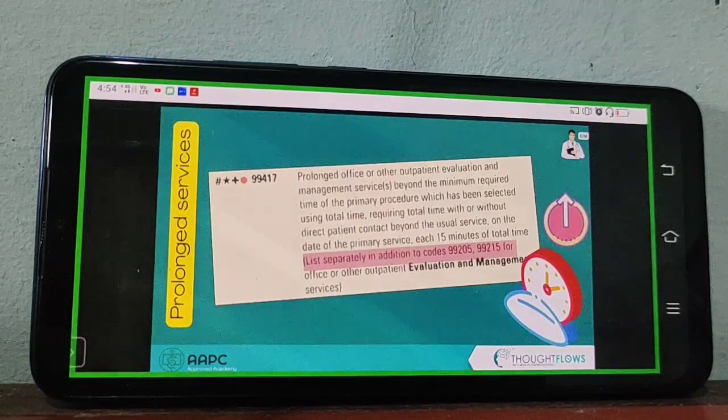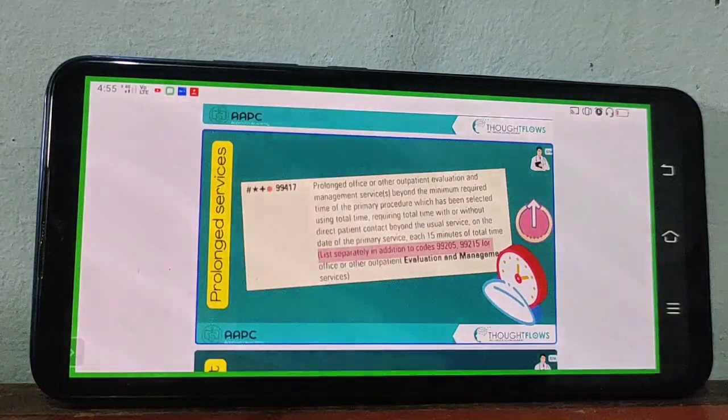Because for a new patient the maximum time will be 60 minutes. For an established patient, the maximum time is 40 minutes. Apart from that 60, apart from that 40, if a doctor spends extra time, for each additional 15 minutes, you have to apply the code. Example: for a new patient, the doctor spends 2 hours. How can we report 2 hours?